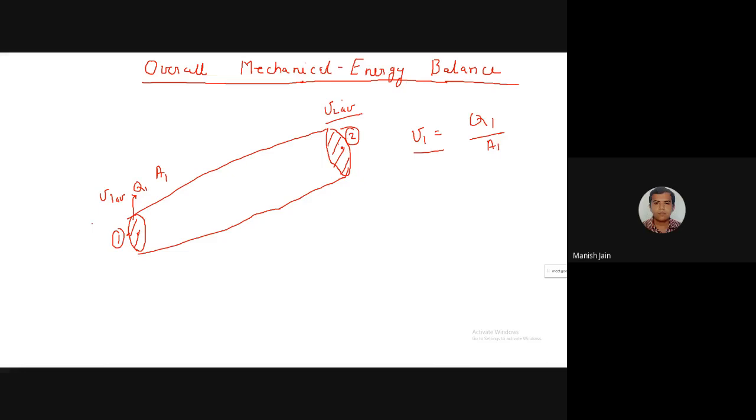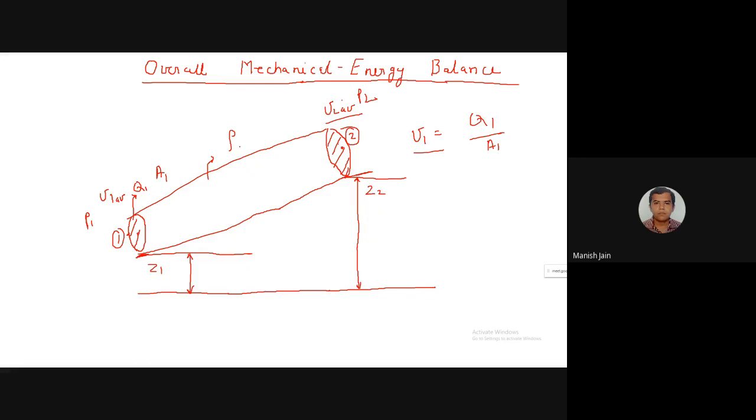Okay, this is not a local point. Here pressure is P1, here pressure is P2. Okay, the elevation at this point is Z1 from the ground. This point elevation is Z2 from the ground. Z1 and Z2 are the heights above the ground. Okay, P1 and P2 are the pressures. Now suppose the fluid is an incompressible fluid and the density is a constant rho.